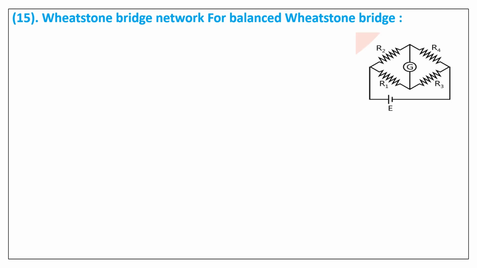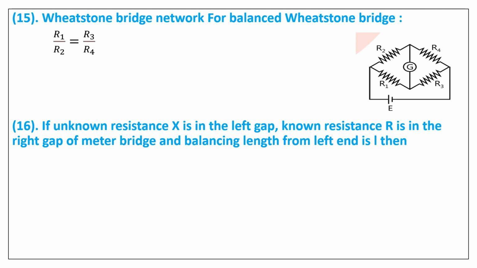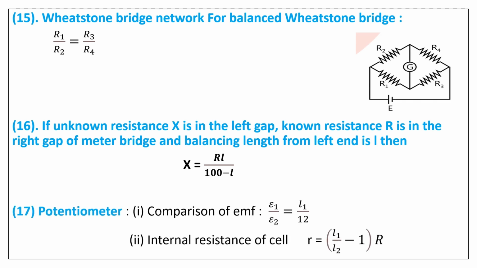15. Wheatstone bridge network. For balanced Wheatstone bridge, R1 by R2 is equal to R3 by R4. 16. If unknown resistance X is in the left gap, known resistance R is in the right gap of meter bridge and balancing length from left end is L, then X is equal to RL by (100 minus L).